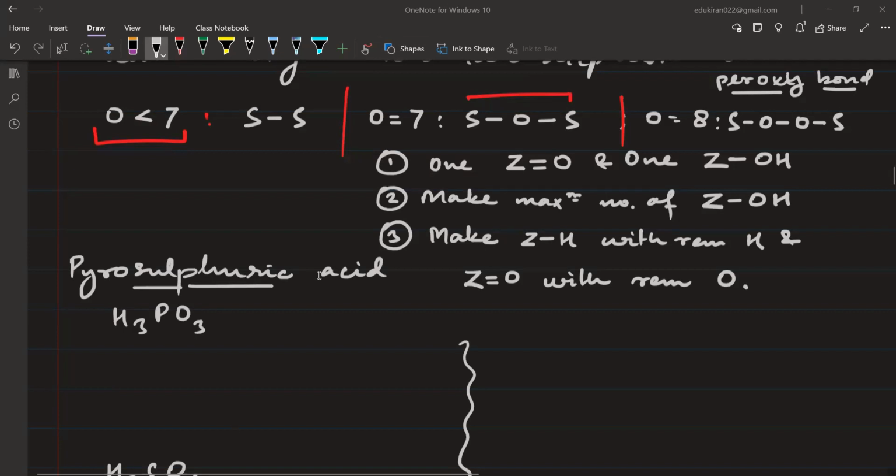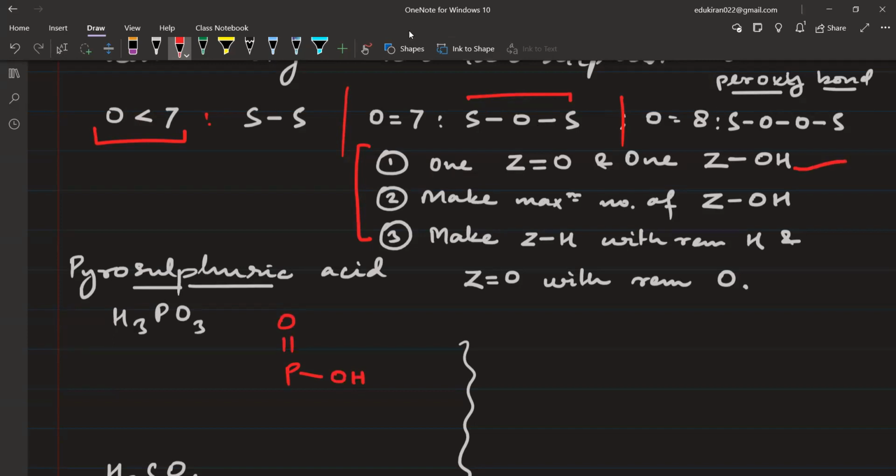Yes, sir. Now look here, these 3 things are what you need when you are making the structure of an oxy acid. First take phosphorus, and as I said, Z is a non-metal, right? Make at least 1 double bond O and 1 OH bond. First make one double bond O, then make one OH. After that, make the maximum number of ZOH. Okay, the first step is done.